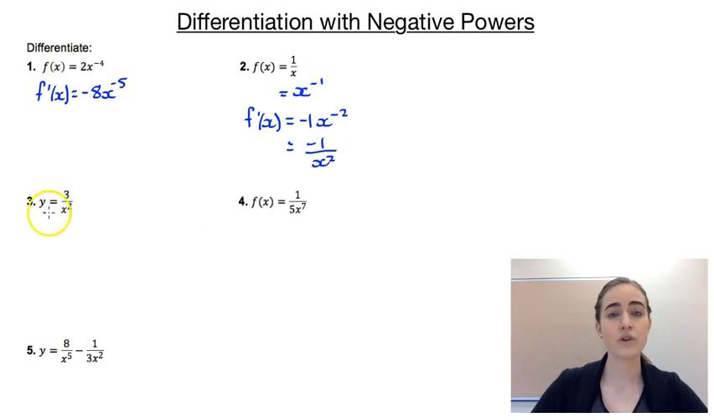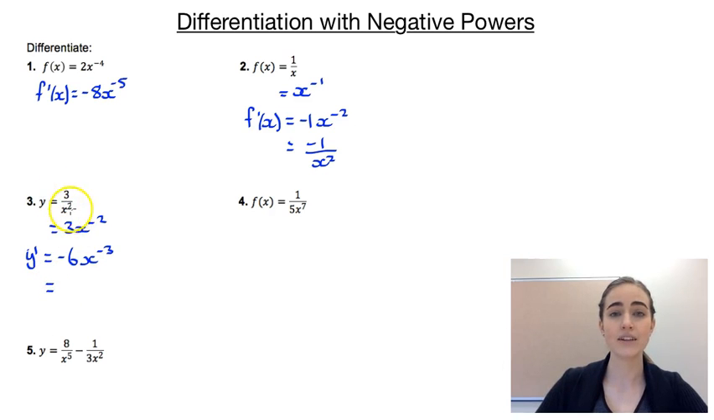All right, question 3, we've got y equals 3 over x squared. Again, we're going to rewrite that, so we have 3x to the minus 2. Now that we've rewritten it, we can differentiate. We had a y here, not an f of x, so instead of writing f dash x, we're just going to write y dash, or we could write dy dx. If we differentiate that, 3 times minus 2 gives us minus 6, and we have x to the power of minus 3. Again, rewriting that into the same form that we had it with positive powers, we'd have minus 6 over x cubed.